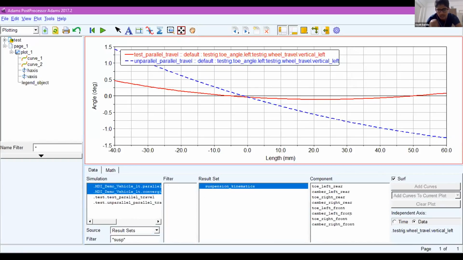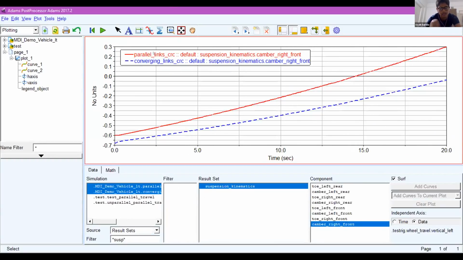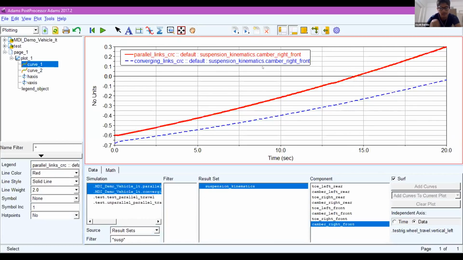So let's see. We have taken a left turn, so we should be looking at the right wheels because the right wheel is the outer wheel, right? So we will look at camber right front. Look at the parallel links over here. You have a larger amount of positive camber. Look at the y-axis, we are reaching up to 0.3 degrees of positive camber.